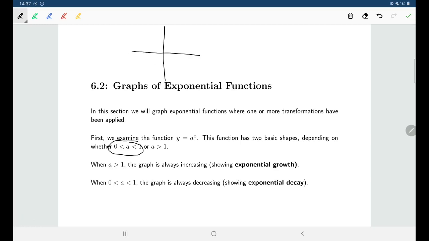Remember that increasing versus decreasing, an increasing graph is one where as we look from left to right, the y values are going up. A decreasing graph would be one that as we look from left to right, the y values are going down. So if we happen to have a base that's between 0 and 1, your graph will always be decreasing. We would call that exponential decay. The other kind of graph would be when a is larger than 1, and if that's the case, your graph will always be increasing, and that is exponential growth.